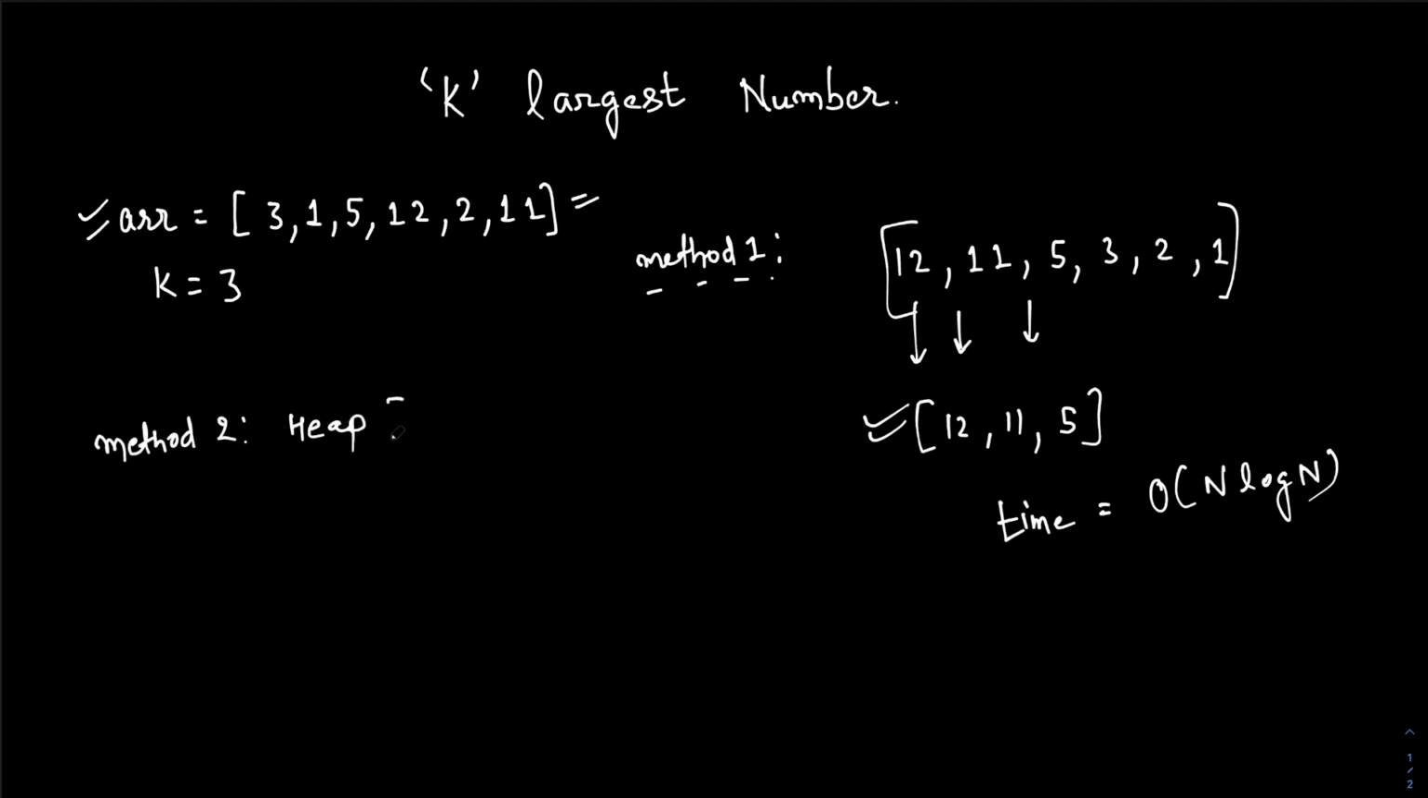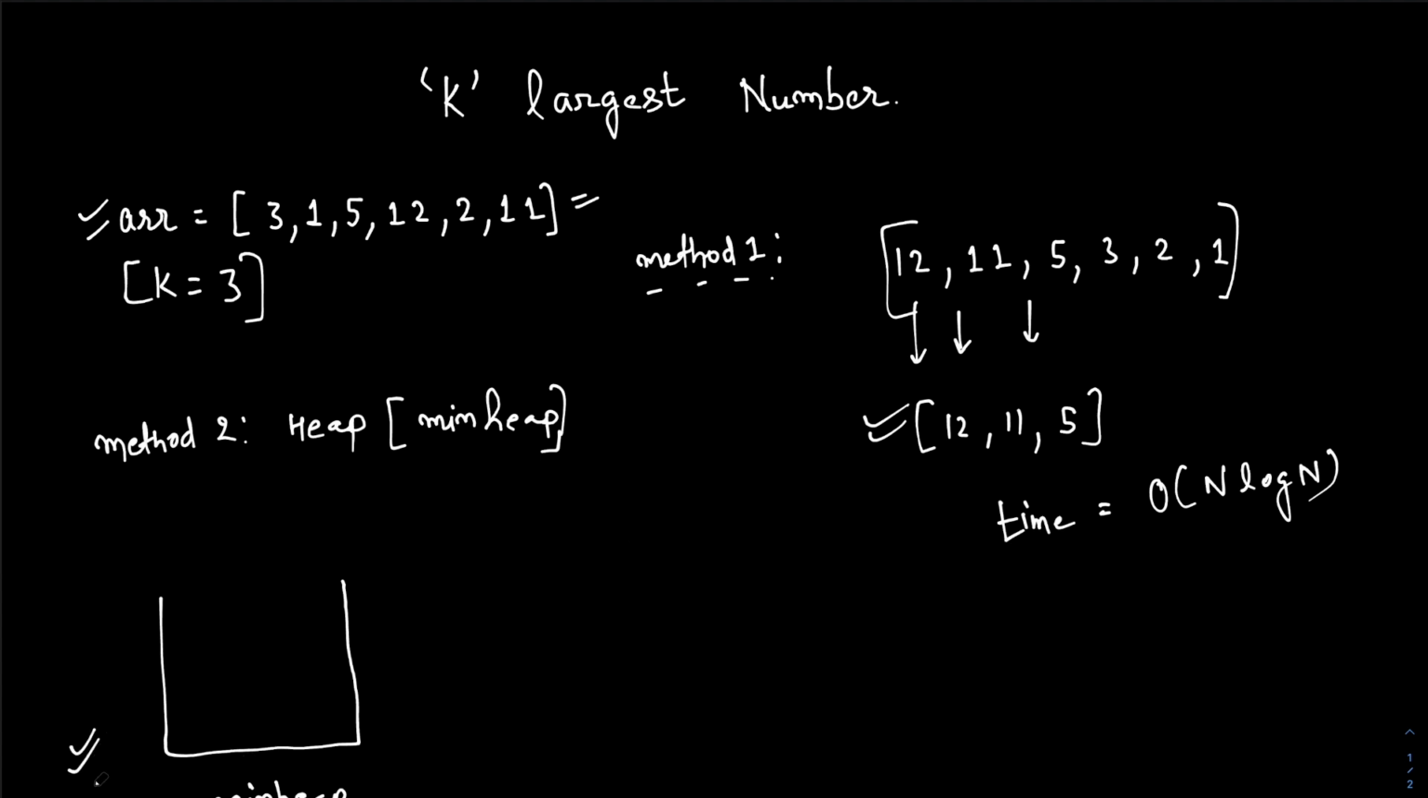In this one we are going to use a min heap, and the characteristic of a min heap is that the smallest element is going to be at the top. Let's assume this is a container, or you can say this is a min heap. As we know that the size is going to be k, we are only going to put the top 3 elements in this one. We don't need any other numbers.